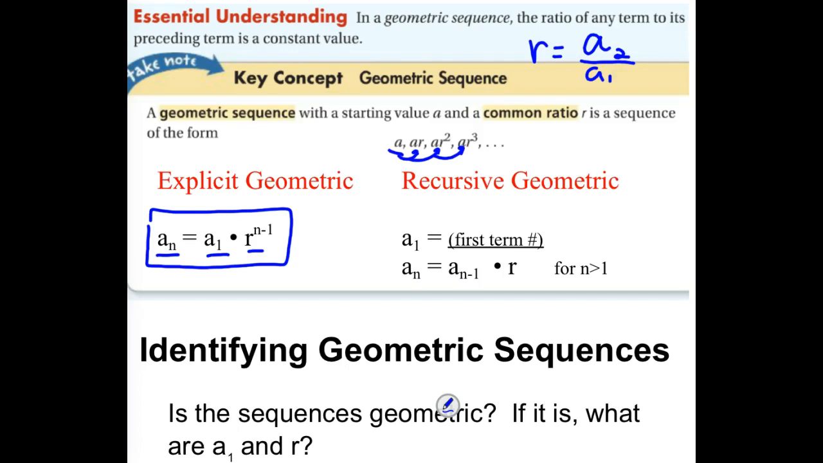For our recursive rule, remember there are two parts to it. We always have to state the first term. All right, we have to give the person looking at it a way to get this sequence started. And then we're going to take what? What did we refer to a sub n minus 1 as? Previous term, yep. So to get any term in a recursive rule, or in a geometric sequence, any term can be found by taking the previous number and just multiplying by R.